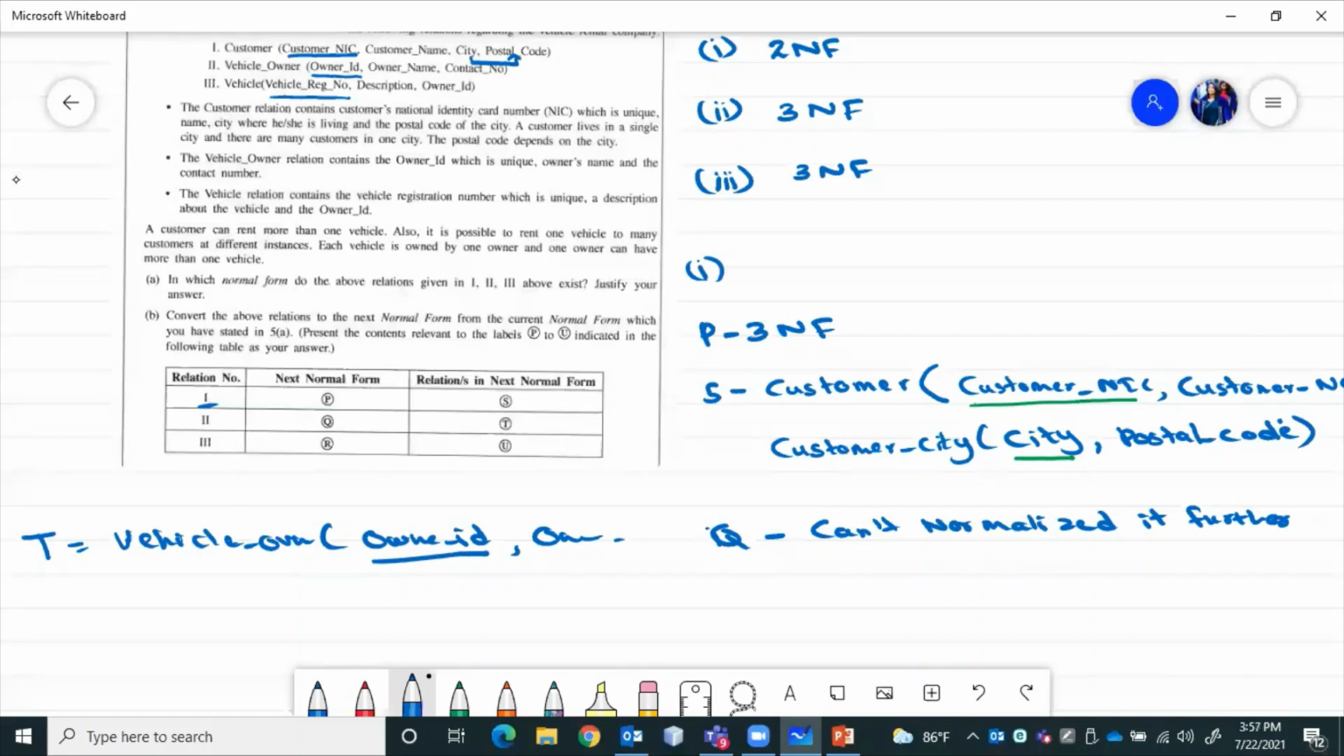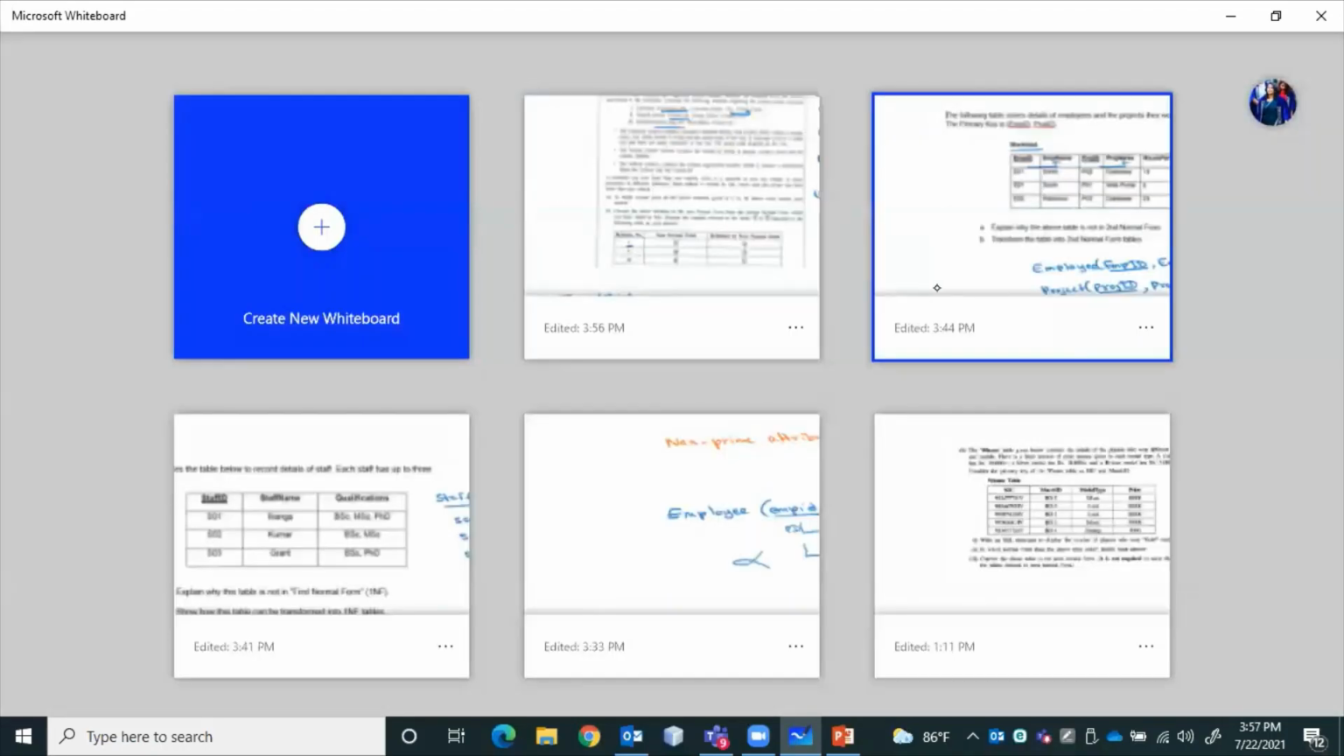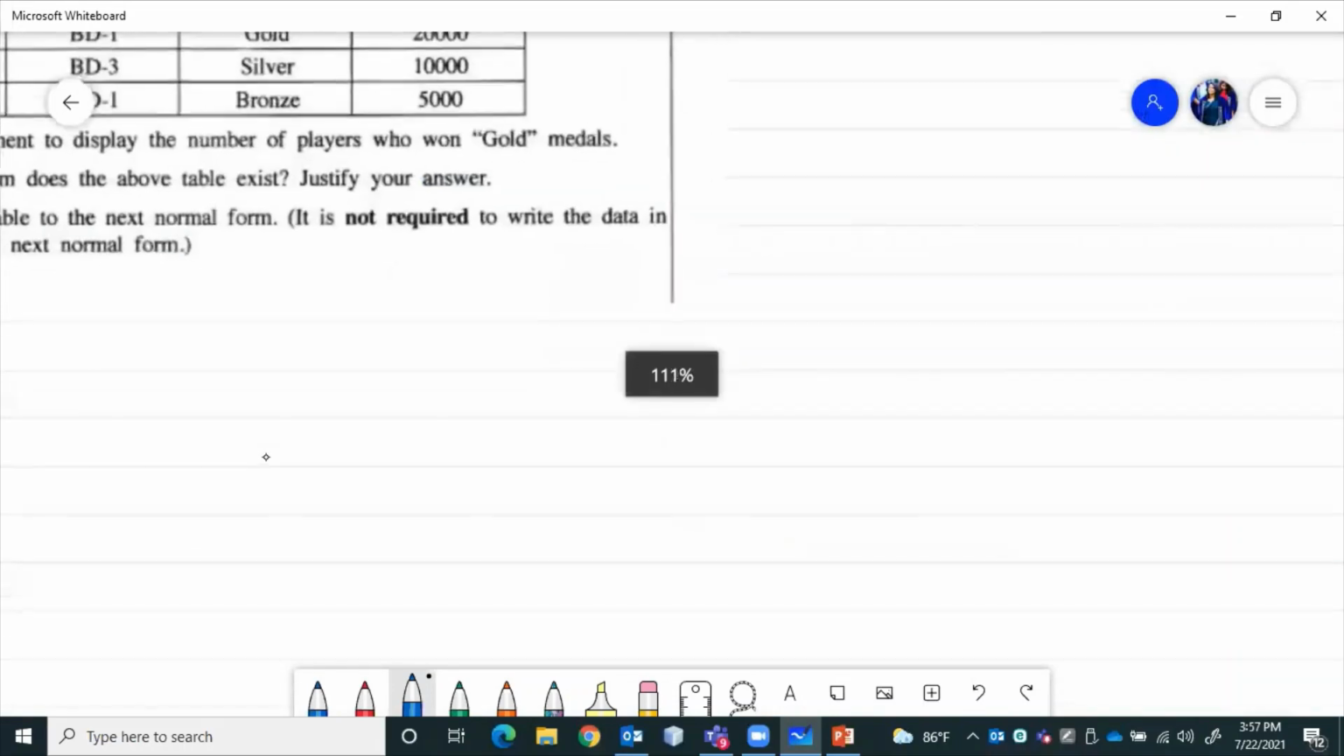Okay, so this is the question you have in the 2019 paper. So let's quickly move to the 2020 paper as well. Right, so this is the question.